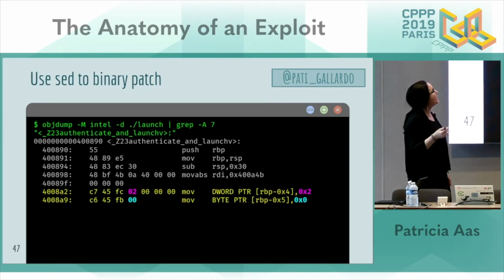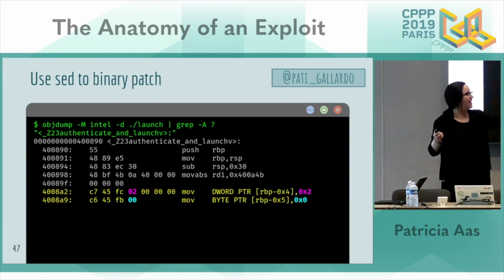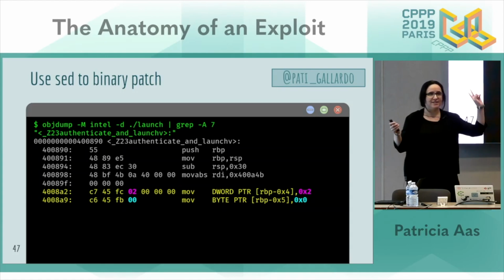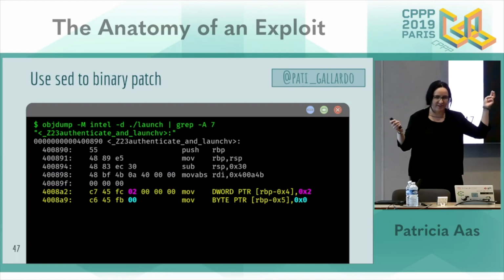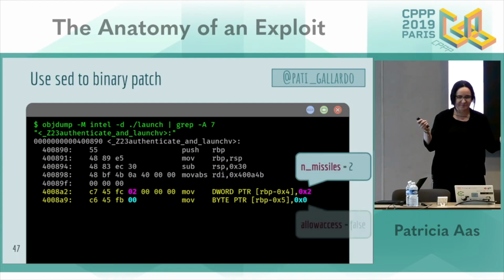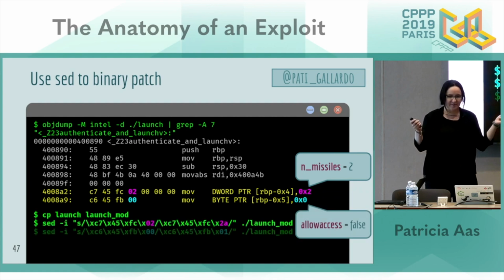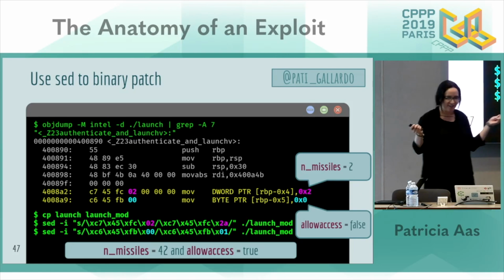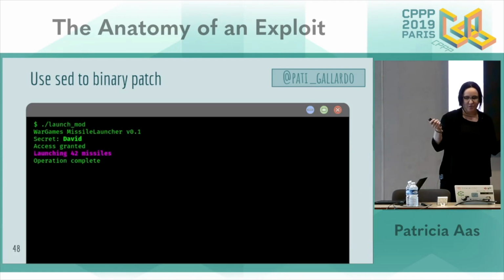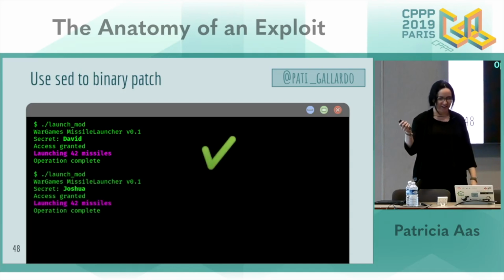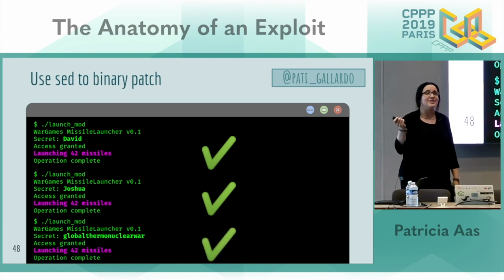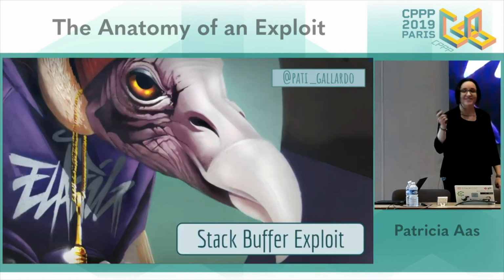So what you see when you're using objdump is that the hard coding of end missiles to 2 and allow access to false is just basically 2 bytes in the binary. Okay, so if we change those 2 bytes to true and 42, which are the right answers, then no matter what you pass in as your secret, you always get 42 missiles. This is why you sign your binaries, and check the signature.